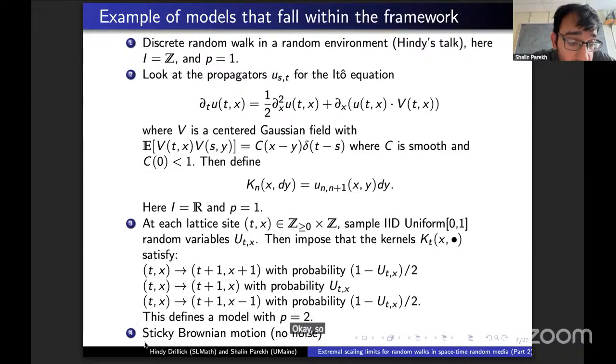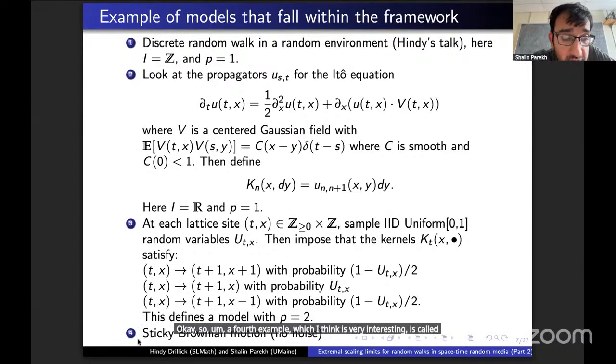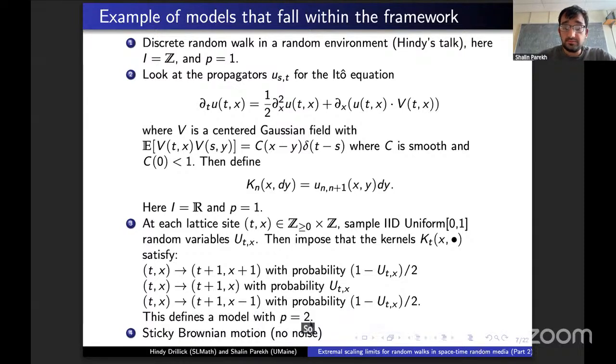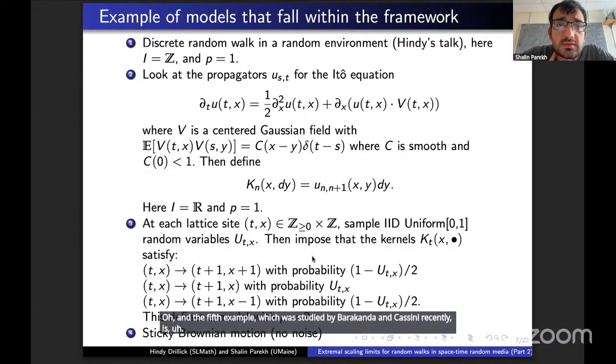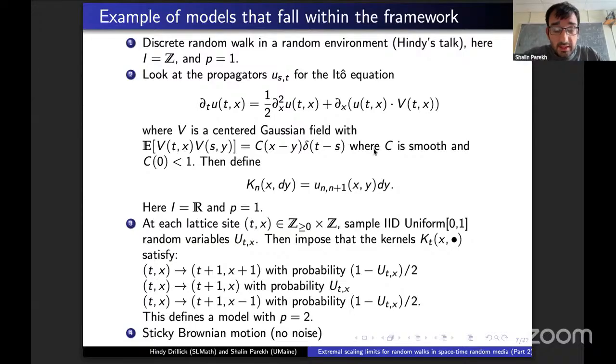A fourth example, which I think is very interesting, is called sticky Brownian motion. This is what's called the black noise, in the sense that there are no underlying IID weights or Gaussian forcing, but you still have a description in terms of these kinds of stochastic kernels. So these are examples of models. And a fifth example, which was studied by Barraquand and Corwin recently, is the KMP model, the Kipnis, Marchioro, and Presutti model.